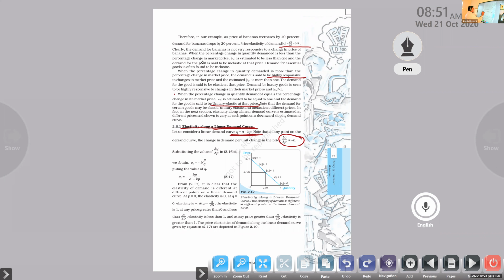The equation is always elasticity along the linear demand curve. That equation is called a linear equation, that is Q is equal to A minus BP. Want to understand that properly? From 2.17, we created another equation by using all these notations. So elasticity of demand is equal to minus BP divided by A minus BP.